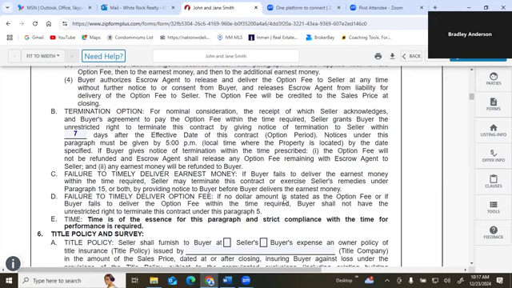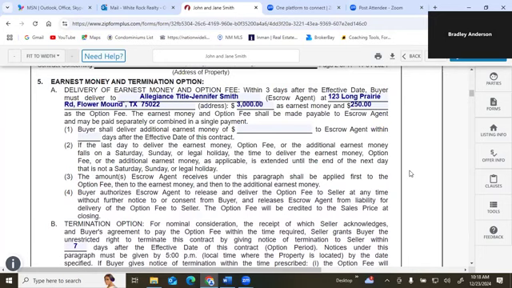Now, here's where it talks about failure to deliver. If buyer fails to deliver the earnest money within the time required, seller may terminate the contract or exercise the seller's remedies under paragraph 15. Paragraph 15, whenever that's mentioned, means that is when I can take legal action. Okay, same thing goes for the failure to deliver the option fee. So listen, if that option fee is not delivered by the time prescribed, then there is no option period.